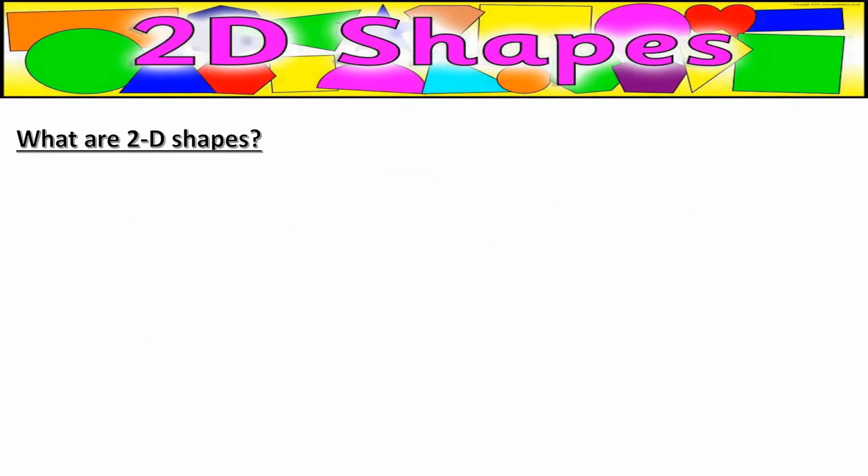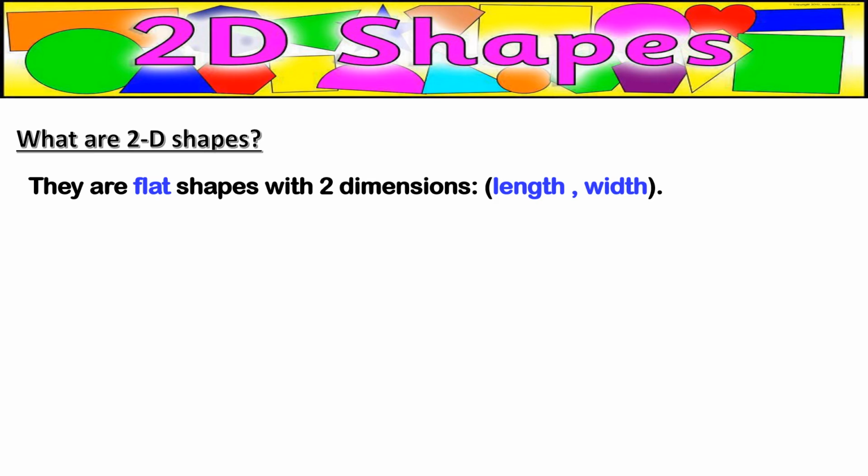2D shapes. What are 2D shapes? 2D shapes are flat shapes. What is the meaning of flat? Flat means if we put this 2D shape on a paper, we can't see a volume. It will not have a height. It will be the same as the paper.